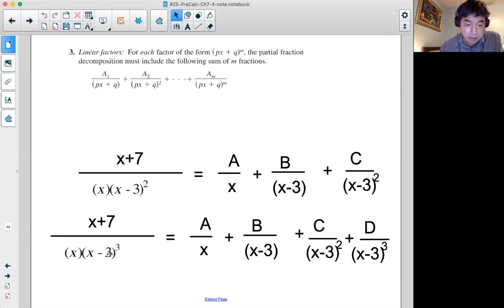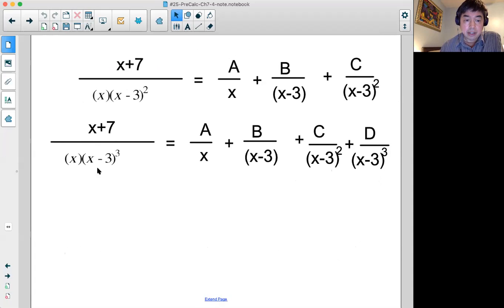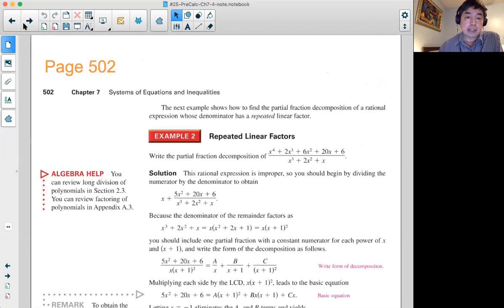Okay, if the denominator has, this is another example, x times (x minus 3) to the third power, you have to have A over x, and B over x minus 3, C over x minus 3 squared, D over x minus 3 to the third power. There is a way to prove this, but in this section I don't want to do the proof. I'll just do the problem, example 2.